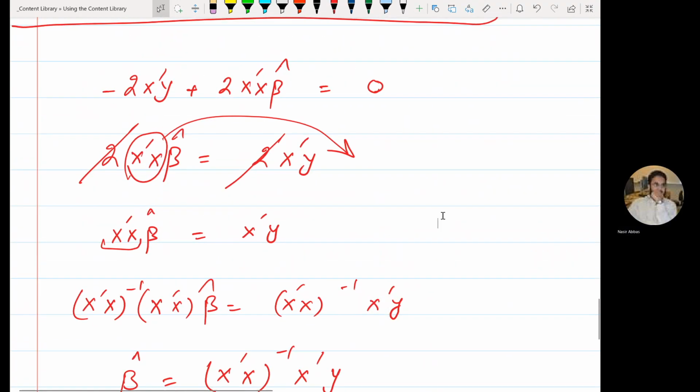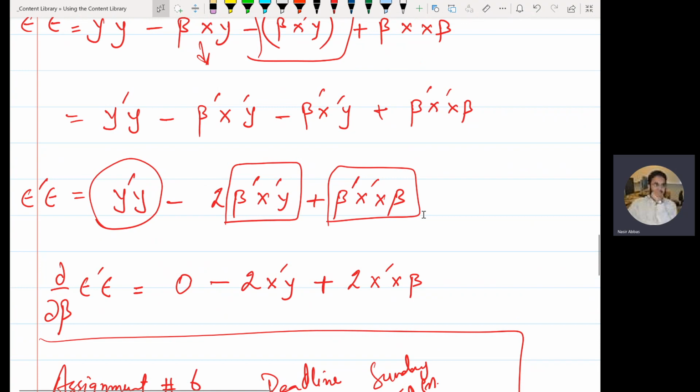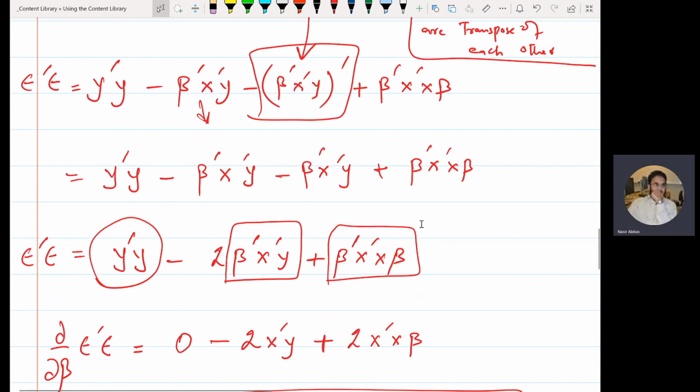Which beginning? How do we differentiate with the transpose? The first time I see it. Go and check it. These two: how we differentiated this one with respect to beta and got x prime y. Go and check how this one happened, how I got 2 times x prime x beta. Go and check how this happened.